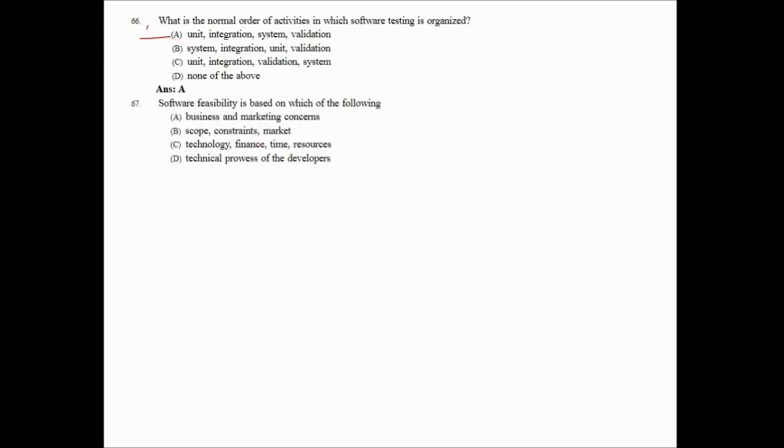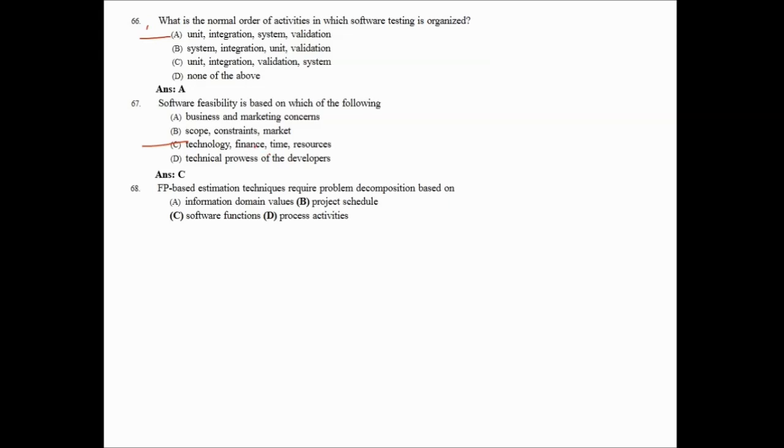The software feasibility is based on which of the following? Feasibility is based on technology, finance, time and resources. The FP-based estimation technique requires problem decomposition, which is based on what? Information domain values, project schedule, software functions and process activities. It is software functions, what it does. So there are 14 GSCs also, general characteristics.